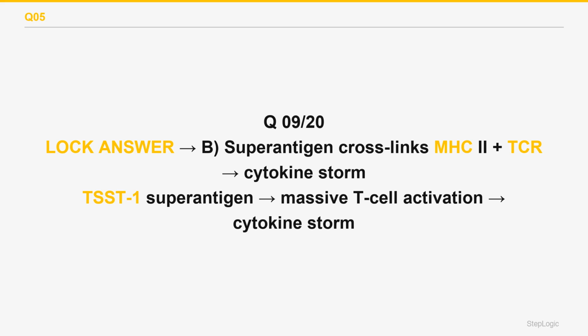Choice A, endotoxin LPS, is the mechanism for gram-negative sepsis, but Staph is gram-positive and uses an exotoxin superantigen. Streptococcus pyogenes can cause a similar TSS via its own superantigens. The superantigen mechanism is the answer.